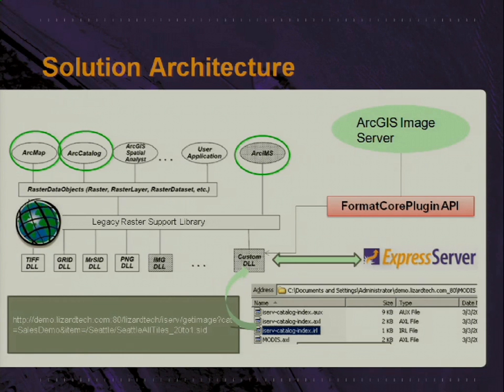What it's going to allow us to do then is reuse all that software that knows how to query an IRL file, expose the number of layers on it, tell us what the extent is, get the metadata out of it. We're going to reuse all of that software, but instead of exposing it through RDO, we're going to expose it through the FormatCore plugin API.